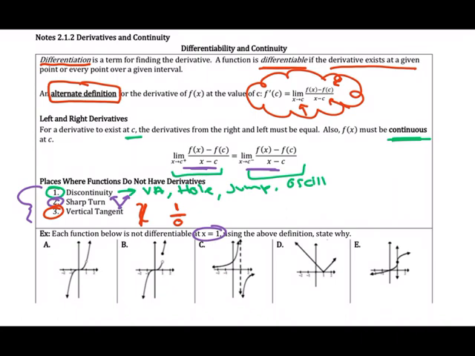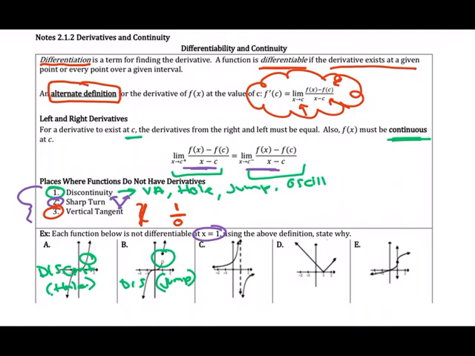Okay, hopefully you've had time to pause the video. For part A, we have a discontinuity. Since we have a hole, that's why it's not differentiable at x equals 1. At part B, we have another discontinuity. We have a jump. That's why B would not be differentiable at x equals 1.